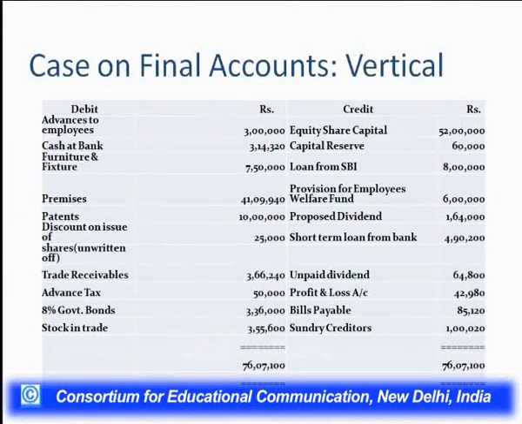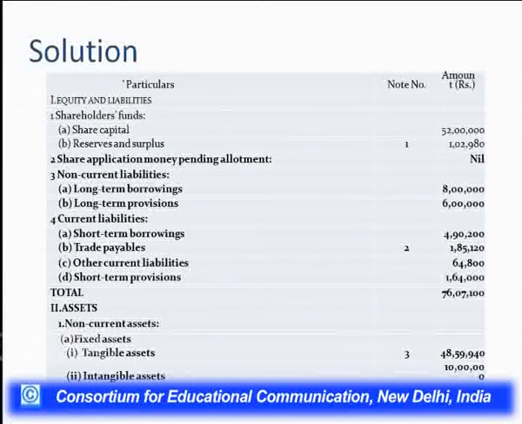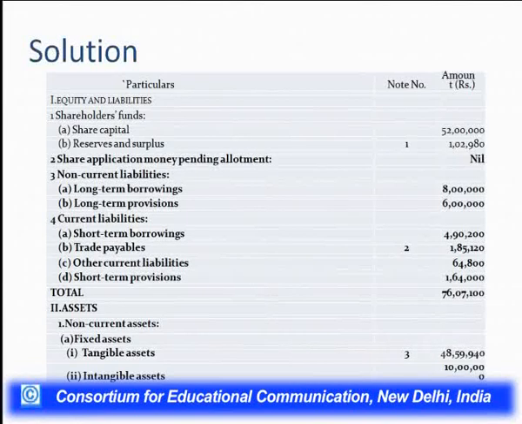So, these items are there. So, total is given, 76,07,100. So, if we go further, look at the slide, now we shall be talking about solution.